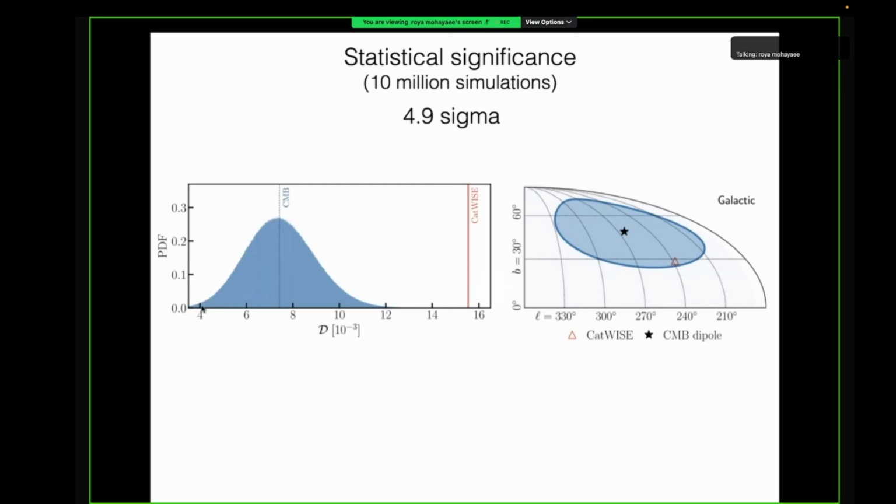This is the result of all these different simulations, and this is the CMB dipole. So this is about 5 sigma away from what is given by the CMB dipole. The direction is not very far, about 20 degrees on the sky, but the amplitude is very far. And unlike the radio sources, this result has a very high statistical significance, above 4 and almost 5 sigma.